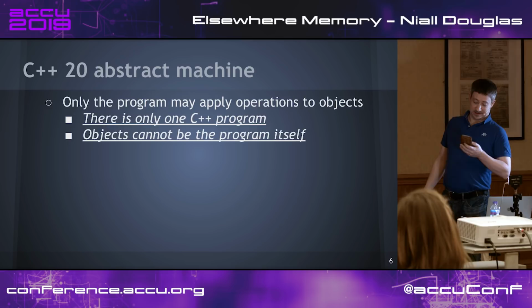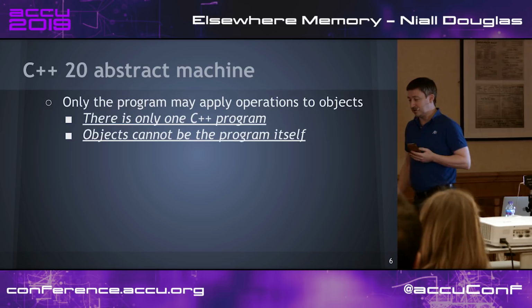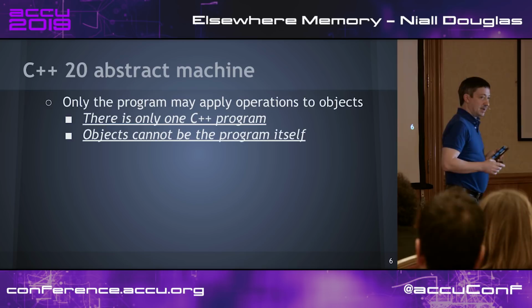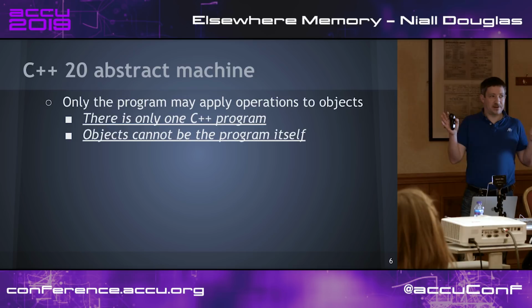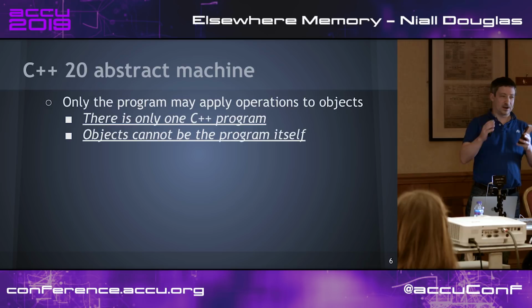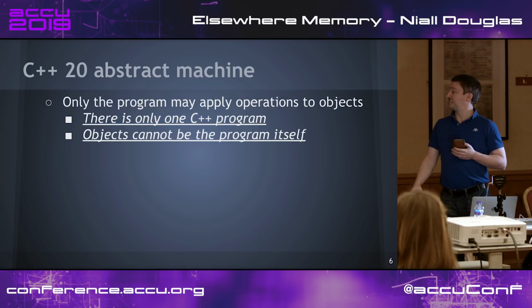But also, objects cannot be the program itself. So if you come along and you say, oh, do you know what we should really do to make a cool new enhancement of modules is that we could make dynamically loadable modules. And the way we could do that is that we could make them into objects. And you just see horror emerge from the people in the abstract machine, because you've now got a self-referential abstract machine. You just can't do that. So objects cannot be the program itself. You cannot have bits of code or anything that looks like code or program be an object under the current abstract machine.